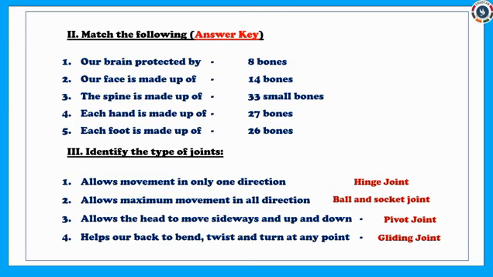Third exercise, allows movement only in one direction. It's a hinge joint. Allows maximum movement in all directions, ball and socket joint. Allows the head to move sideways and up and down, pivot joint. Helps our back to bend, twist and turn at any point, gliding joint.